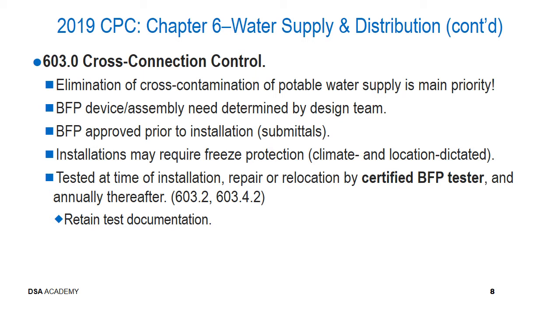And the project inspector is going to want to review the approved submittals to verify which type of backflow prevention device has been approved and would be expected to be seen installed on the project. It's important to understand that some installations, based on the climate or the location that the structure is located in, may require some form of freeze protection, whether it's blankets or heat wrap tape or any number of methods to make sure that these generally exposed backflow prevention devices are not going to freeze.